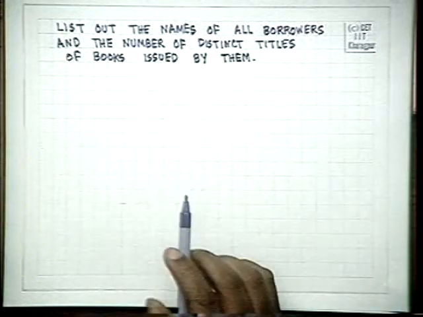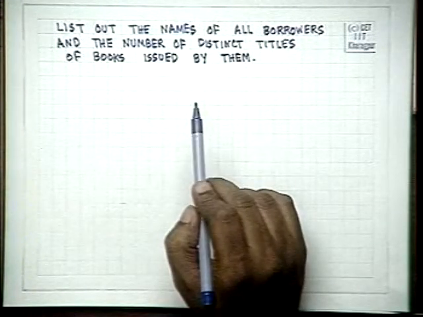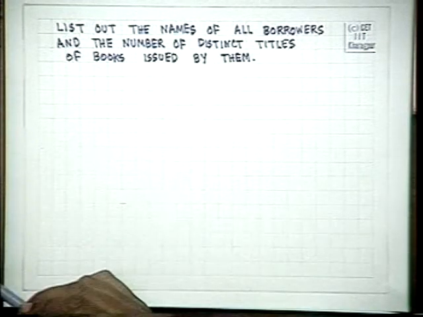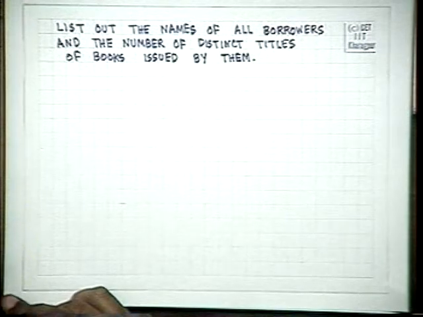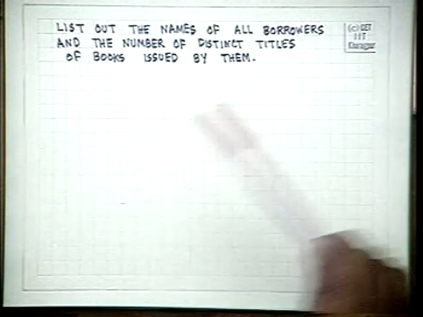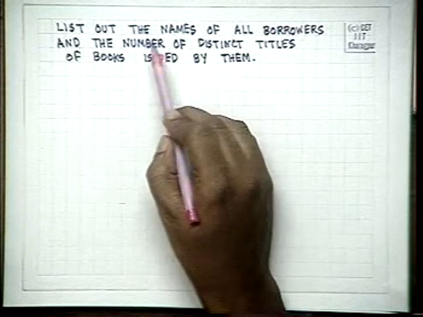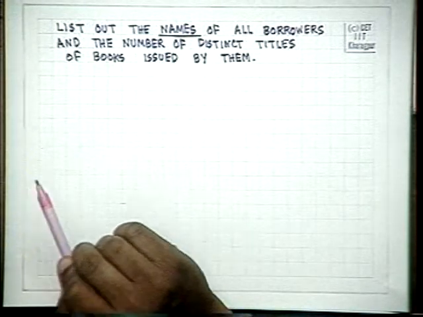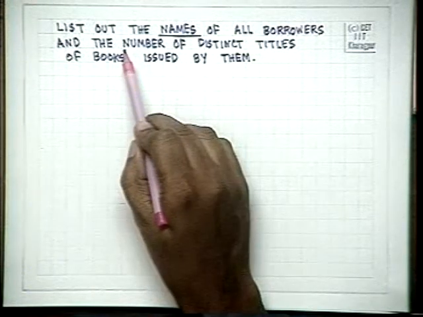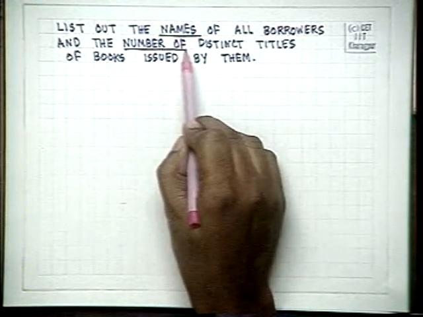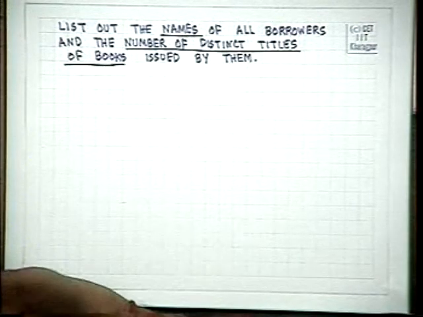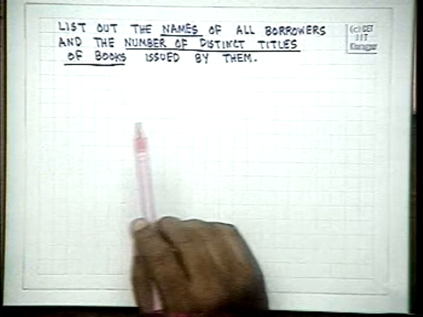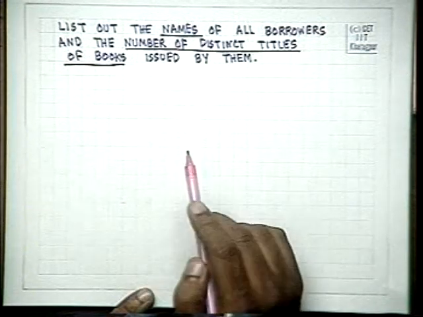We will take an example. A question was asked regarding distinct, the use of the distinct function here. So, we will take an example which tries to answer that question. List out the names of all borrowers, that is B name, and the number of distinct titles of books issued by them. Now, the first thing, we will not be able to get this from a single relation. We will require two relations.